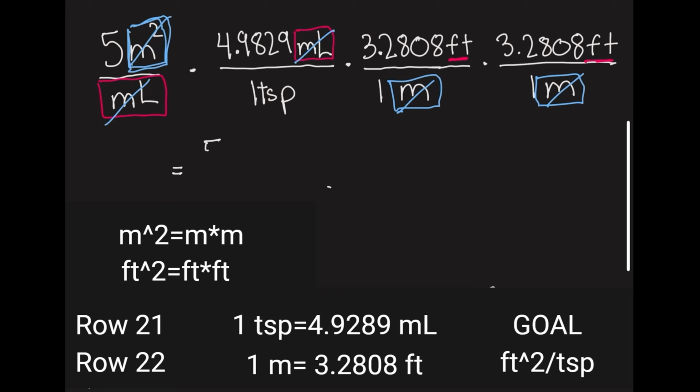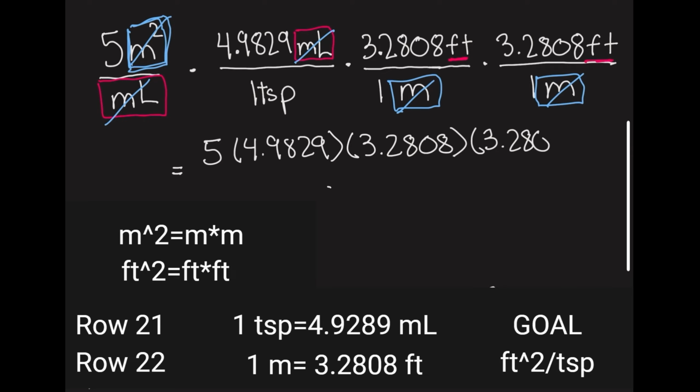So this is going to be 5 times 4.9829 times 3.2808 times another 3.2808, and that is now going to be feet squared all over. On the bottom we just have a bunch of ones being multiplied, so it doesn't really matter. 1 times 1 times 1, we will get 1, but we do end up with the teaspoons that we want.